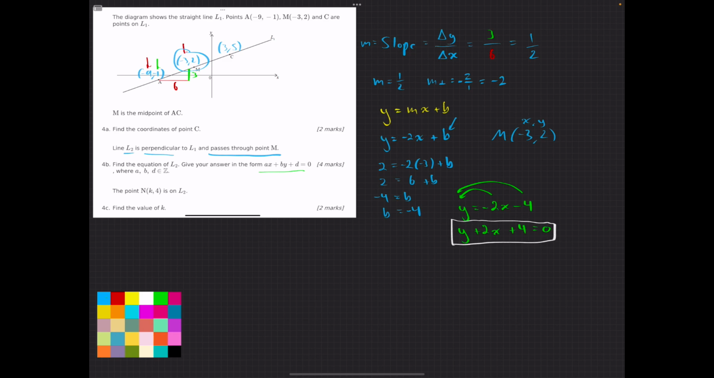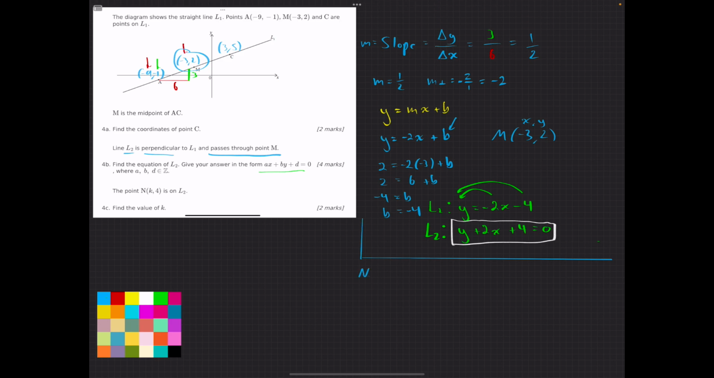Let's see if we can do C here, if there's enough space. The point N is K, 4, x is k, y is 4, and is on L2. I think we can actually do it here. So what do we know? This is L2 right here. Y plus 2x plus 4 equals 0. Or, similarly, L2 is y equals negative 2x plus 4. Both of these are L2. They give us a point, K, 4. So what does that mean? Let's actually just clear some space and use it under here.